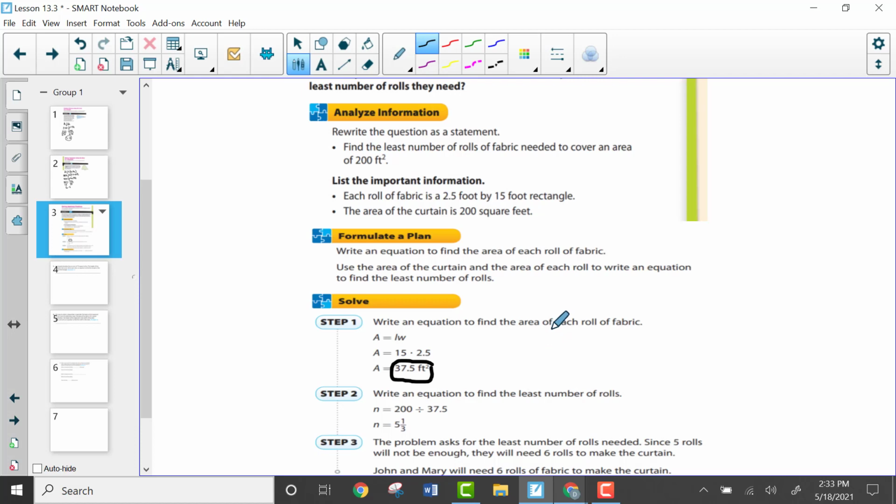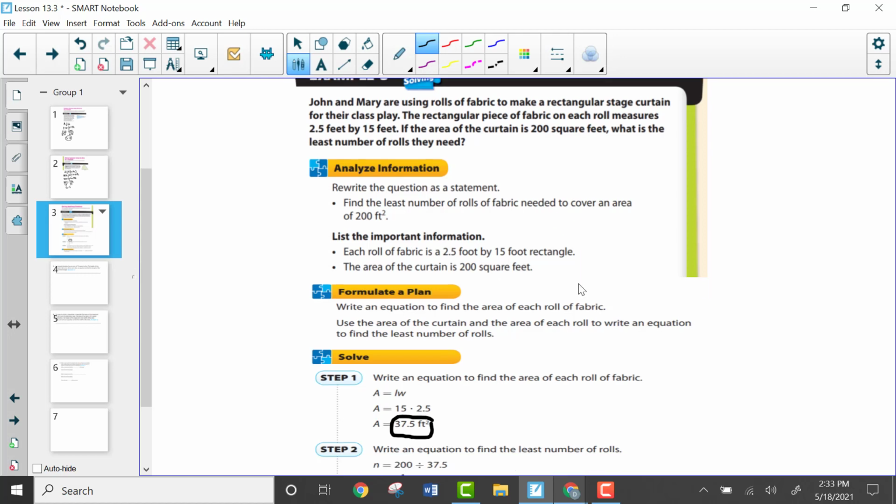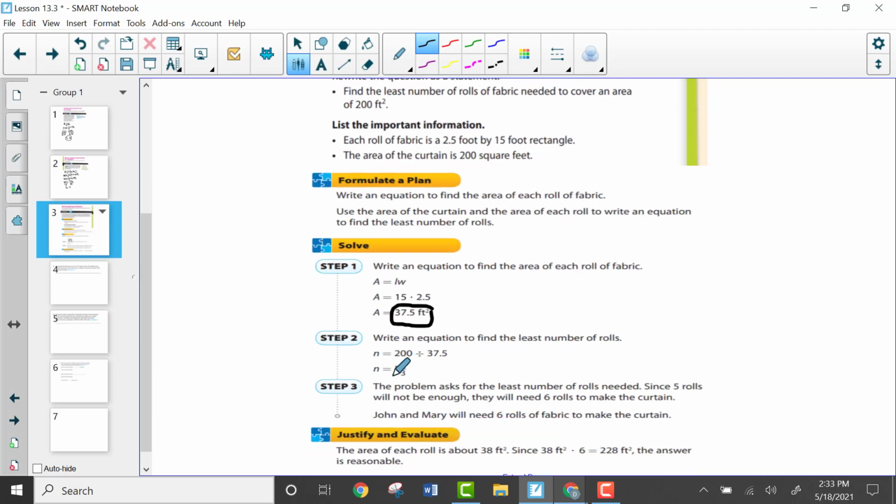Now, it's important to understand that that's not what they're asking. They're asking, if the area of the curtain is 200 square feet, what's the least number of rolls they need? So what we do is we take this 200 square feet and we divide it by 37.5. Why by 37.5? Because that's the area of each roll of fabric. And that's going to give us 5 1/3.